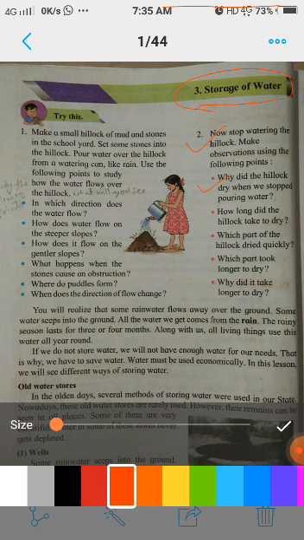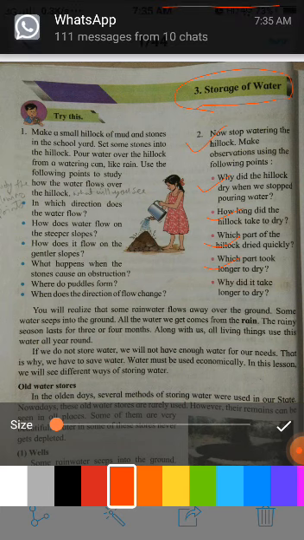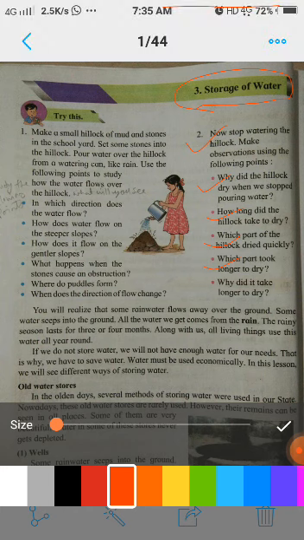Which part of the hillock dried quickly? What do you think? Which part? The stones at the bottom of the hillock will dry quickly. And which part took longer to dry? Naturally, the soil. The soil took longer time to dry.